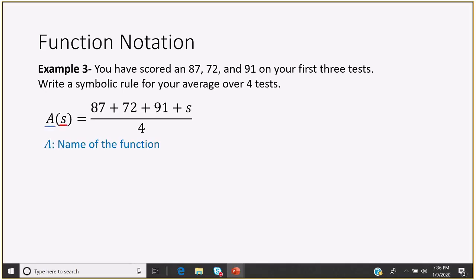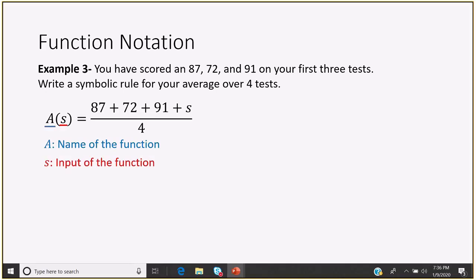And my input, since I have an S in my function, that is going to be my input. So that's what that little guy tells you. So the big capital letter on the outside tells you the name of the function. Whatever is inside the parentheses tells you what the input of the function will be.